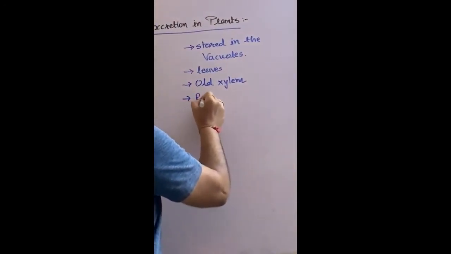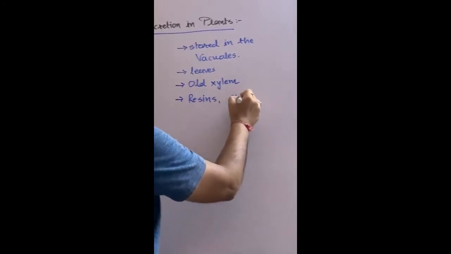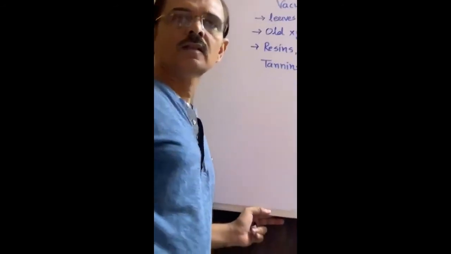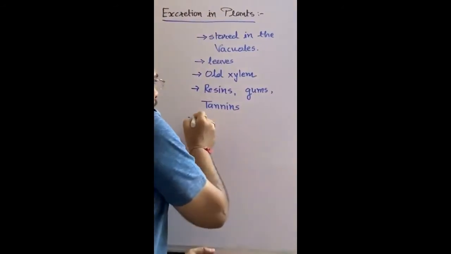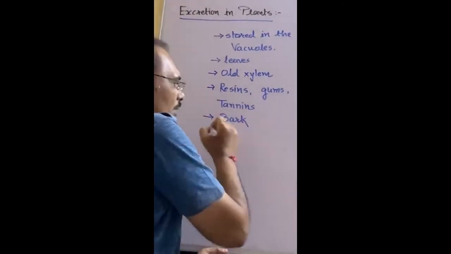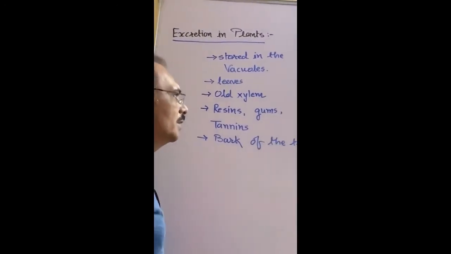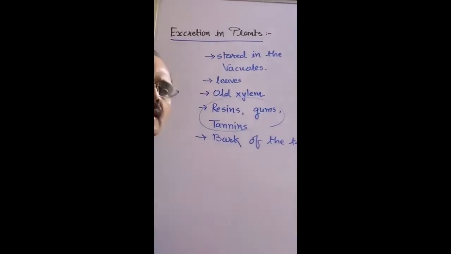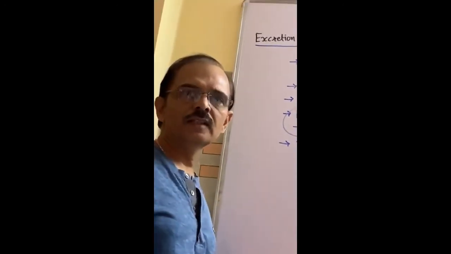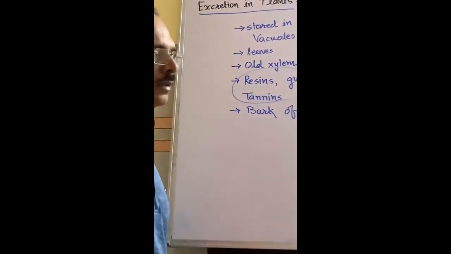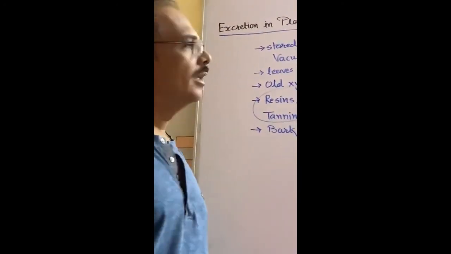and it forms resins, it forms gums, it forms tannins. Okay, and all these are stored into the bark of the tree. All these things, resins, gums and tannins, etc. are stored into the bark of the tree, and then bark is shed off. So in this way, plants get rid of their waste material. They leave their waste material in this way. That is called excretion in plants.